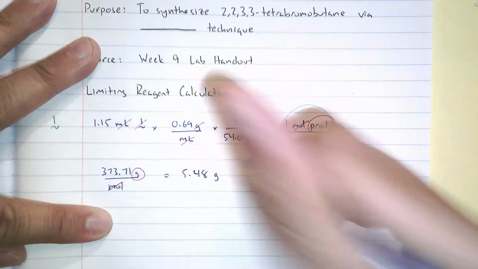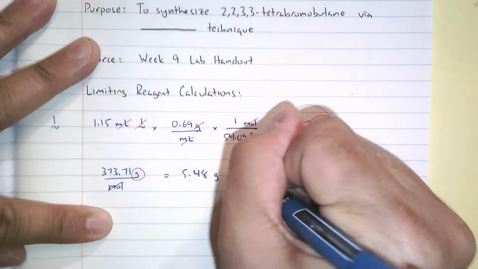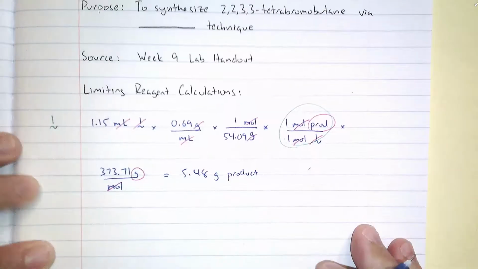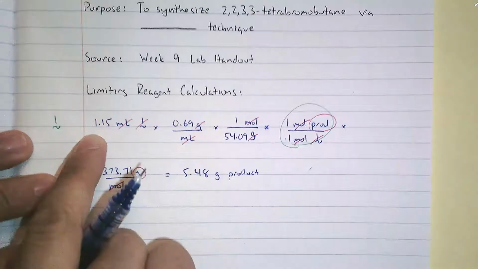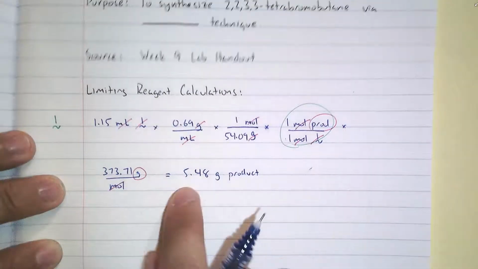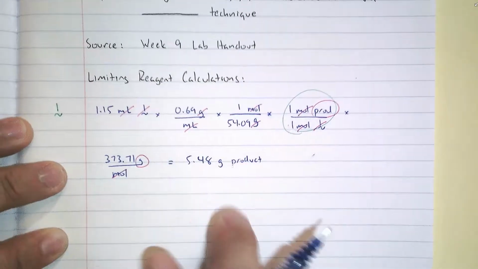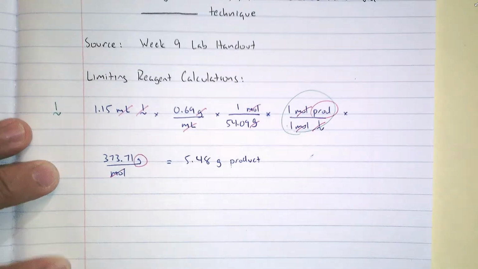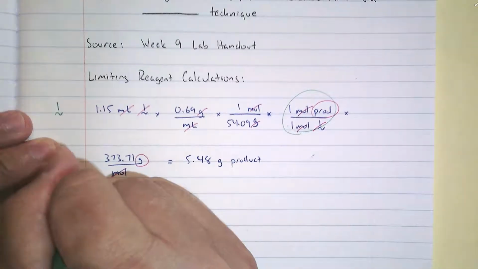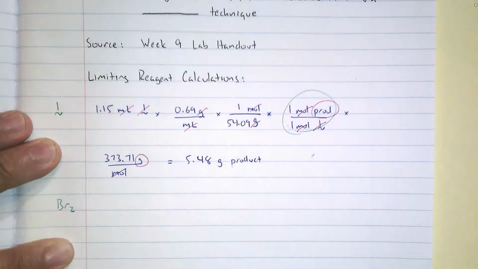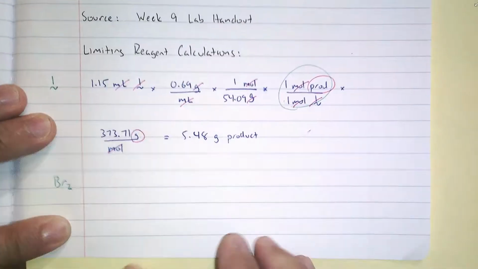And it's grams of product. Okay. If all of 1 is converted into the product, we should expect 5.48 grams of product. Let's do Br2 and see how many grams of product theoretically we would get for that.